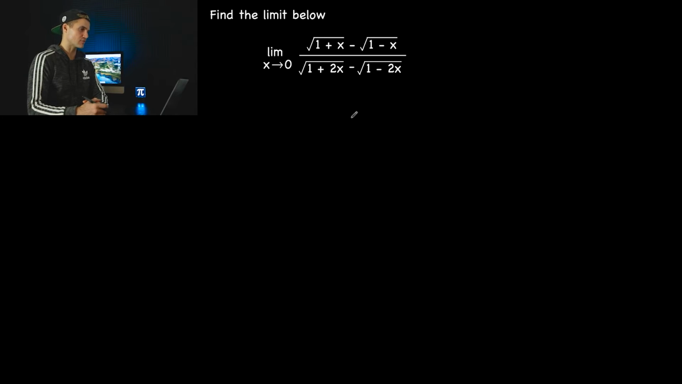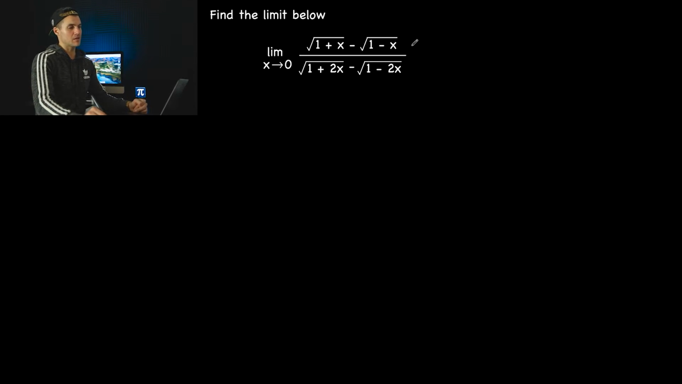Patrick here from All Things Mathematics, and moving on to the next question on the test. We have to find this crazy limit here. The limit as x approaches 0 of the square root of 1 plus x minus the square root of 1 minus x in the numerator, all over the square root of 1 plus 2x minus the square root of 1 minus 2x in the denominator.